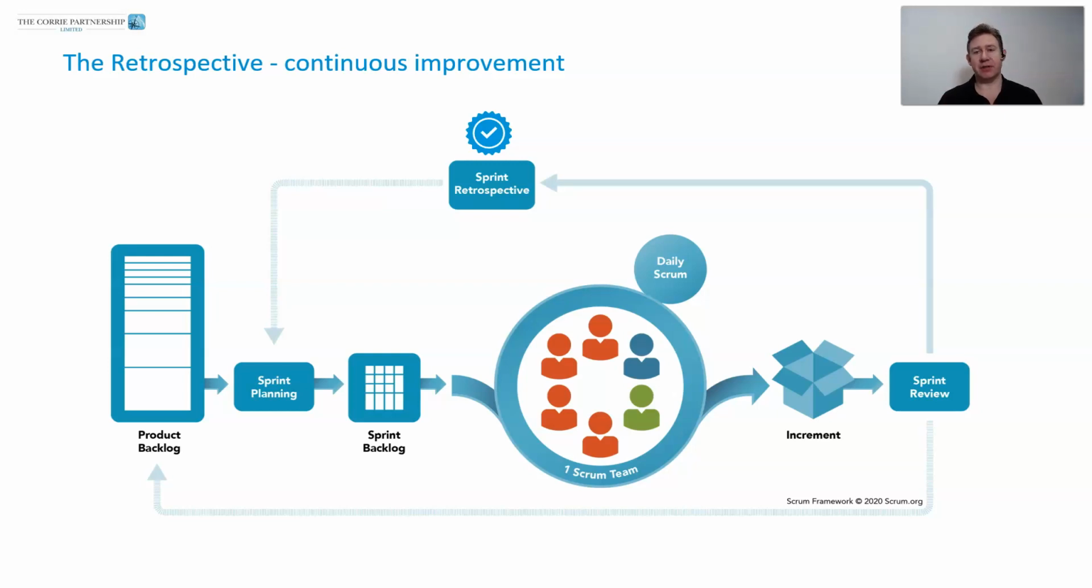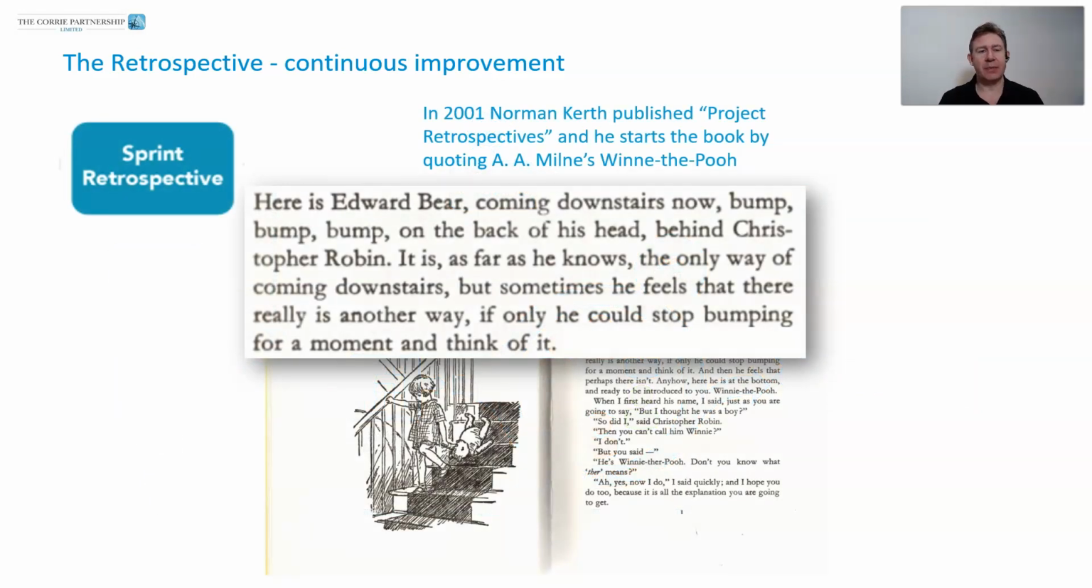Whenever I am teaching the retrospectives, or before I start a retrospective, I always like to come back to this quote. Norman Kerth published a book called Project Retrospectives, and he starts off that book by quoting A.A. Milne's Winnie the Pooh. Right at the beginning of that book, it says, "Here is Edward Bear, coming downstairs now, bump, bump, bump on the back of his head, behind Christopher Robin. It is, as far as he knows, the only way of coming downstairs. But sometimes he feels there really is another way. If only he could stop bumping for a moment and think of it."